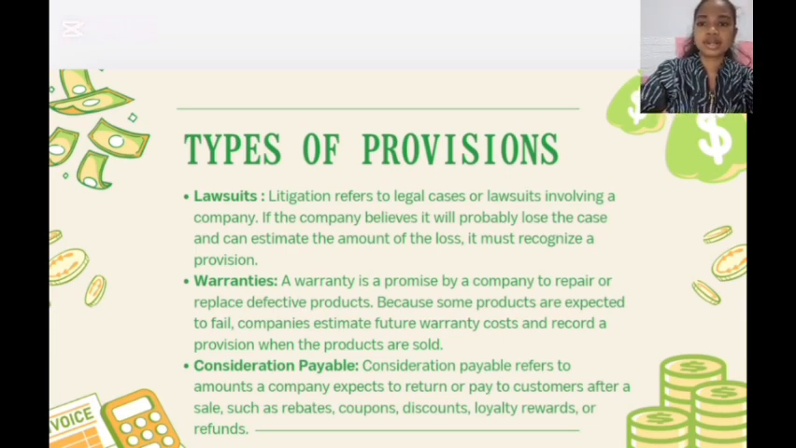Warranty is a promise by a company to repair or replace defective products, because some products are expected to fail, and the company estimates future warranty costs and records the provision when the products are sold. And the third type is consideration payable. The consideration payable refers to the amount a company expects to return or pay to the customer after the sale, such as rebates, coupons, discounts, loyalty rewards, or refunds.